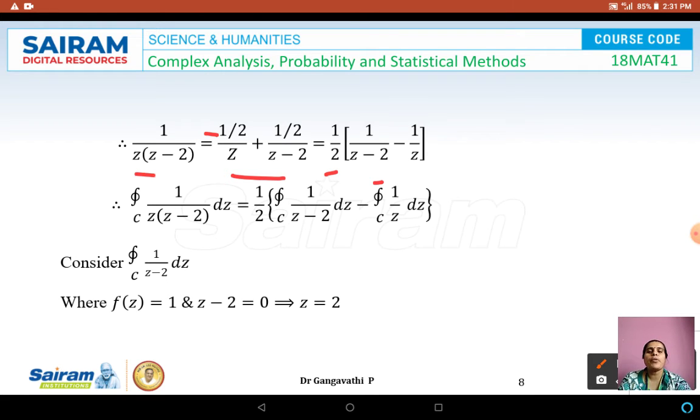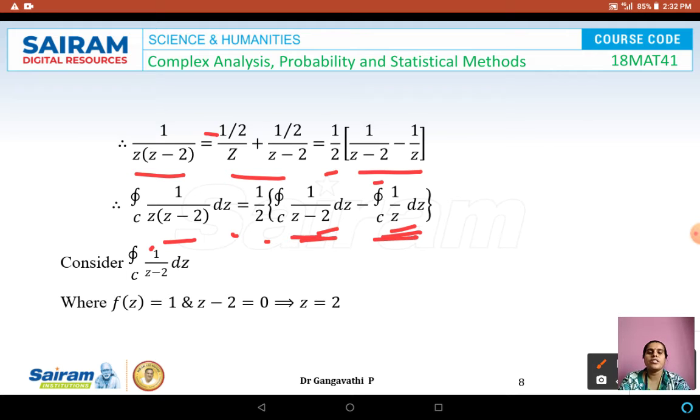So you can see the product in the denominator has been changed to a sum or difference of the individual terms. So now we can apply the integration. Consider integral over c of 1 by z into z minus 2 dz, which is half into the integral applied for both the terms. Now it is in the form of f of z by z minus a. The first integral is in the form of f of z by z minus a. Even this second term is also in the form of f of z by z minus a. The value of a here is 2, and the value here is 0.